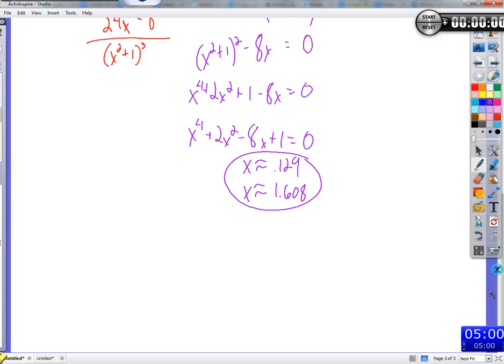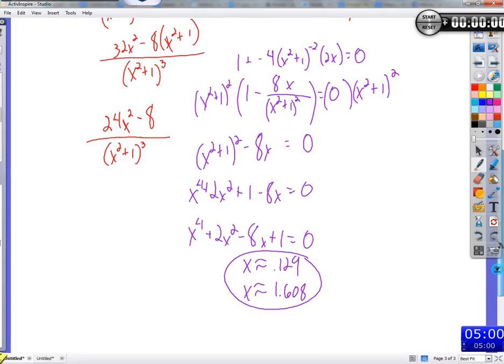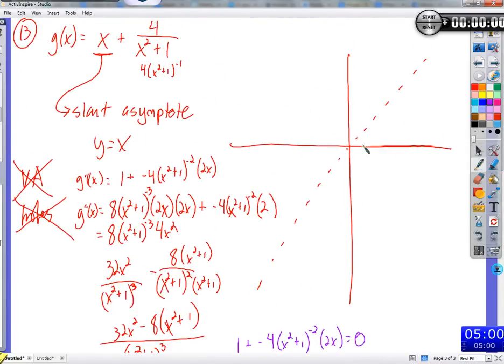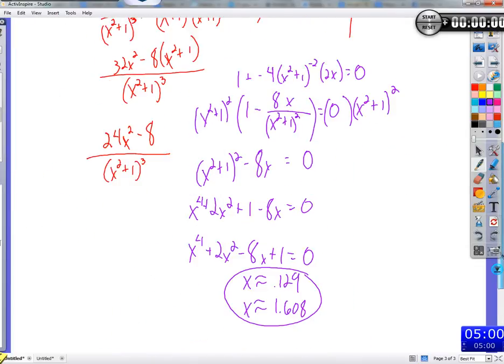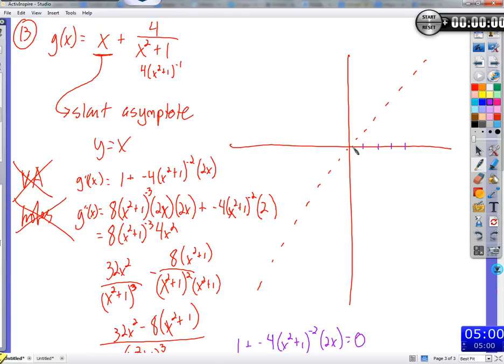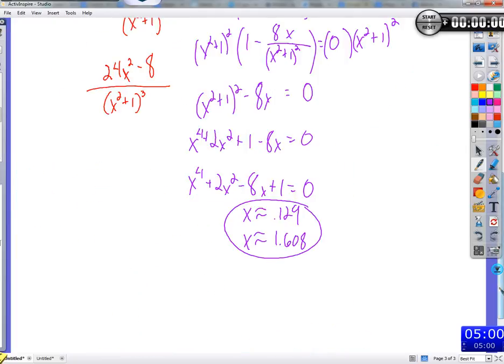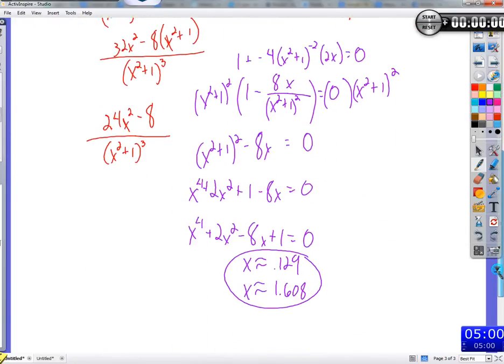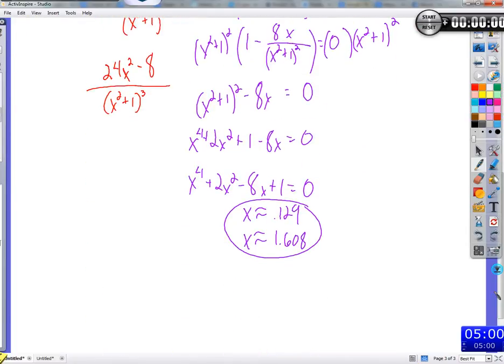Okay, so these are the possible extrema at 0.129 and 1.608. 0.129 is right there, so there's a possible extrema there, and 1.608, somewhere around here, there might be a possible extrema as well. Then we set the second derivative equal to zero.